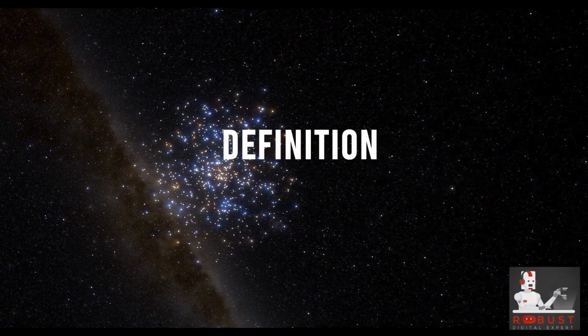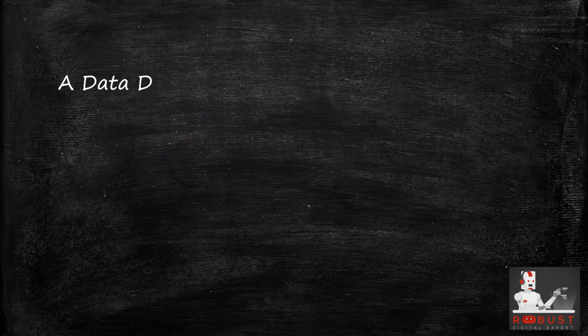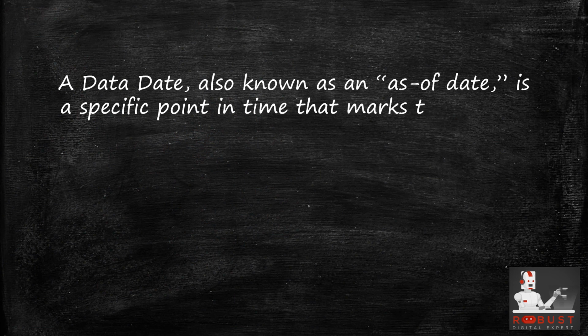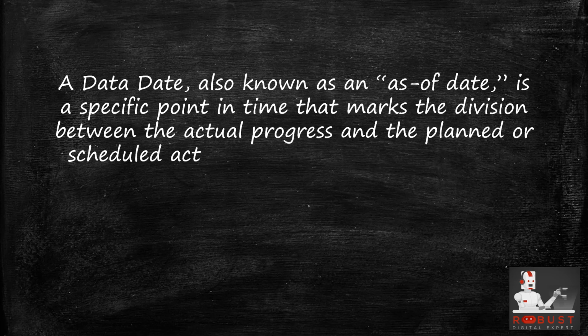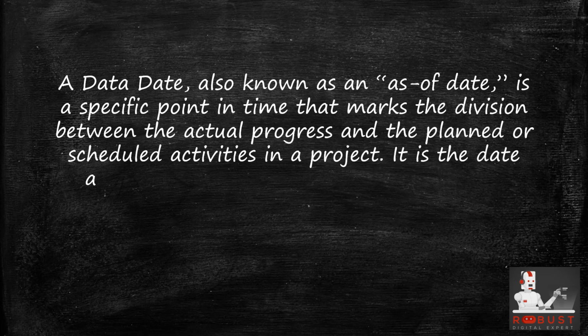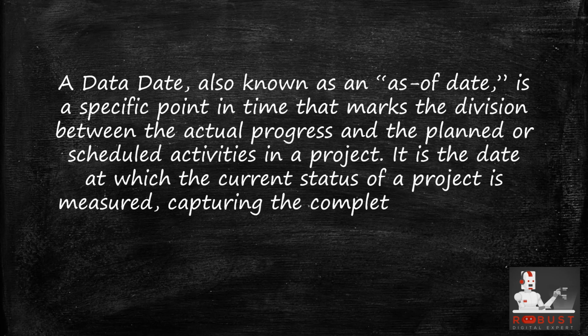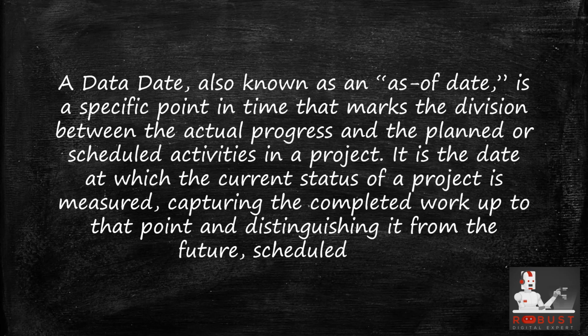Definition. A data date, also known as an as of date, is a specific point in time that marks the division between the actual progress and the planned or scheduled activities in a project. It is the date at which the current status of a project is measured, capturing the completed work up to that point and distinguishing it from the future, scheduled work.